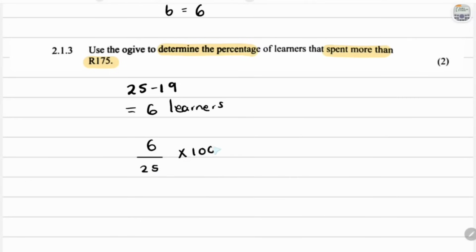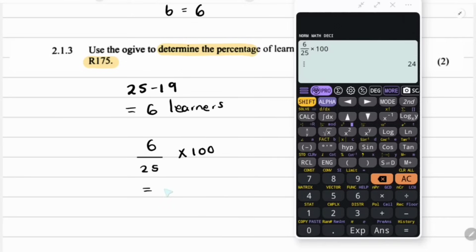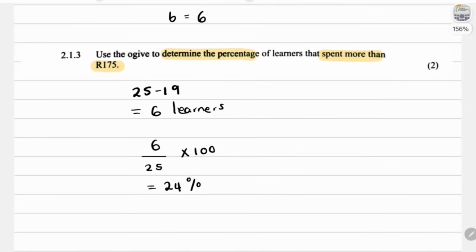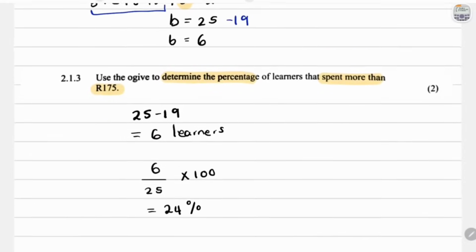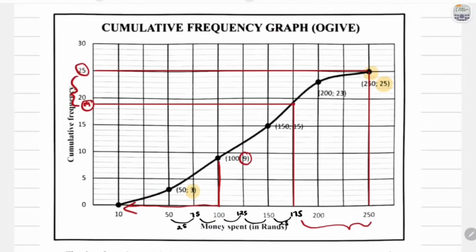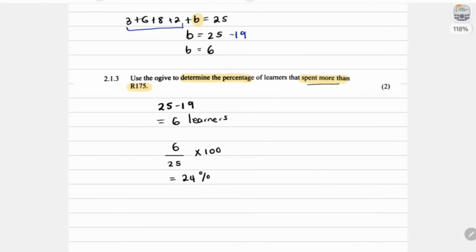Then you have to multiply this by 100 to put it as a percentage. So that is 6 over 25 multiplied by 100, which is 24%. Okay, so what that means is 24% of the learners spent more than 175 Rand. Okay, so that's how to answer these questions that say more than that. You're really just looking at the people who spent more than that, since these are accumulating. Okay, so that is it for that question, and we move on to the next question.